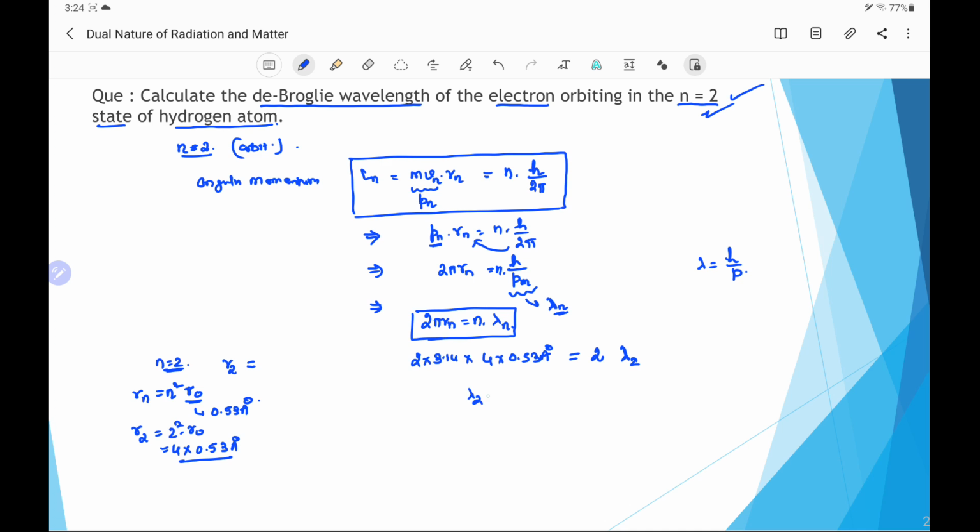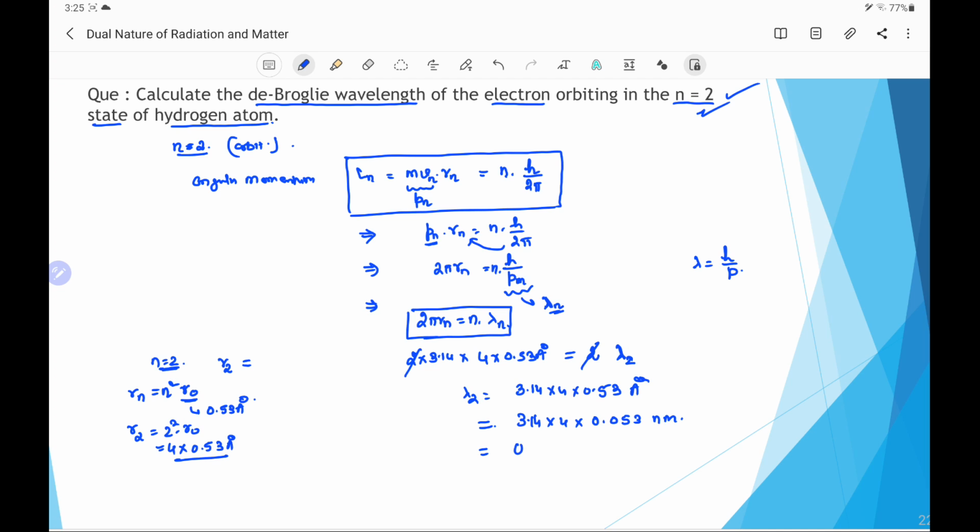So lambda 2 will be equal to, this 2 gets cancelled, simply 3.14 into 4 into 0.53 angstrom. If we calculate this in nanometers, we can also write it as 3.14 into 4 into 0.053 nanometer. If we simplify it, we will get 0.67 nanometer. This is the wavelength of the de-Broglie wave associated with the electron orbiting in the second orbit.